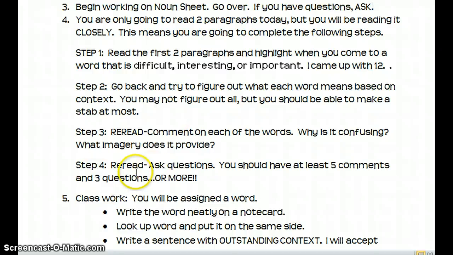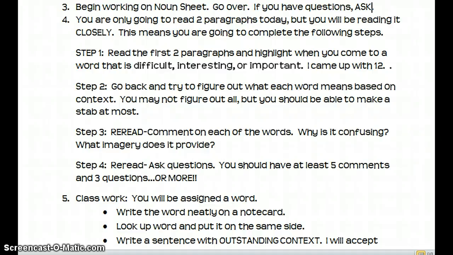Then you're going to reread again. Well, I guess in step 4, that's where you'll go back and you'll ask those questions. You've read it 3 times now, and if you're still confused, you need to ask questions. Questions that I could help you out with eventually. Why do you think it's confusing?